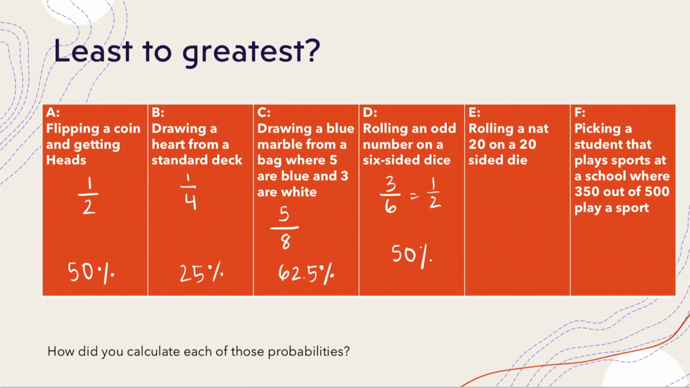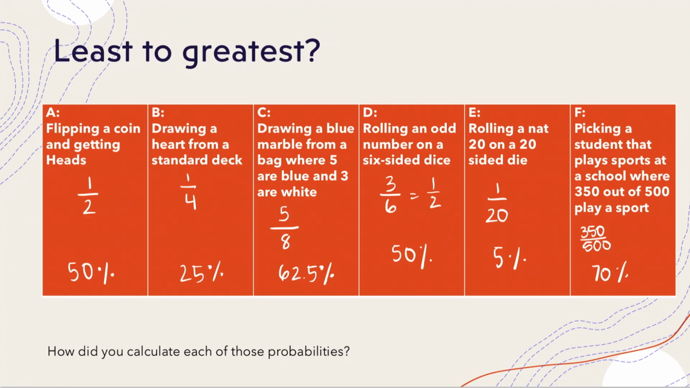If we're going to roll a nat 20 or natural 20, I don't actually know if that was the right slang here. Anyway, on a 20-sided die, that would just be 1 out of 20 because on a 20-sided die, there are 20 numbers and 20 is one of those numbers. And that percentage would be 5%. And then picking a student that plays sports at a school where 350 out of 500 play a sport. So that's 350 out of 500, which would be 350 divided by 500 is 70%.